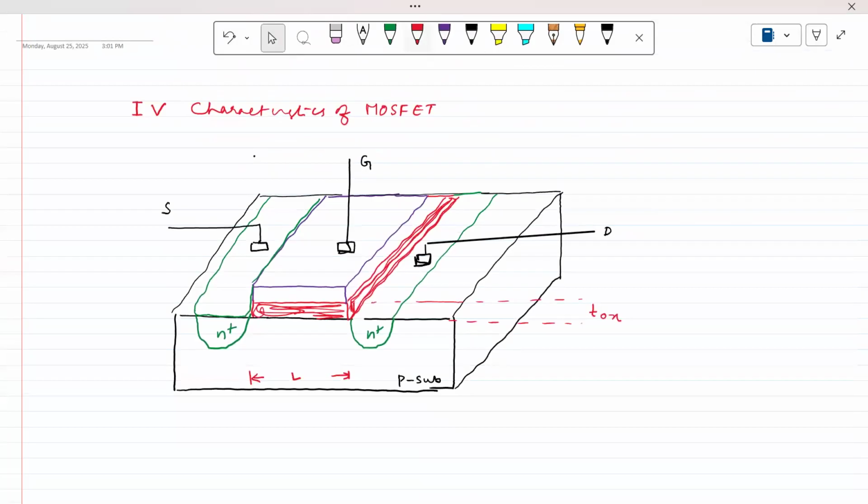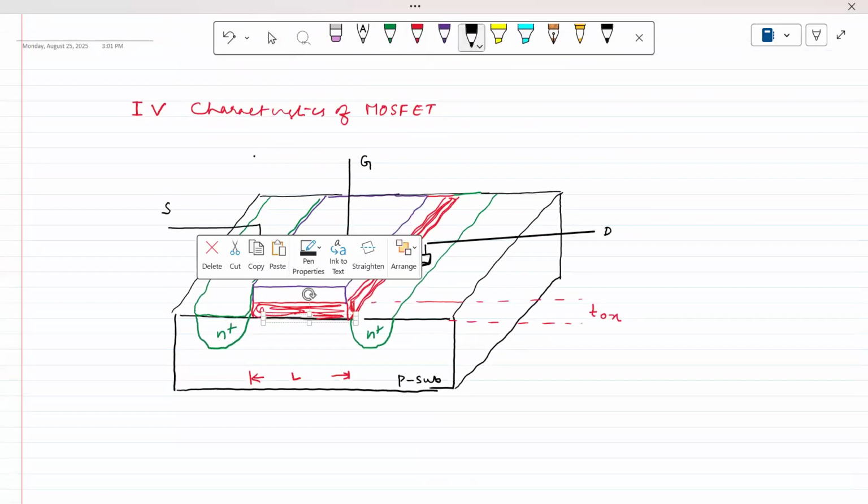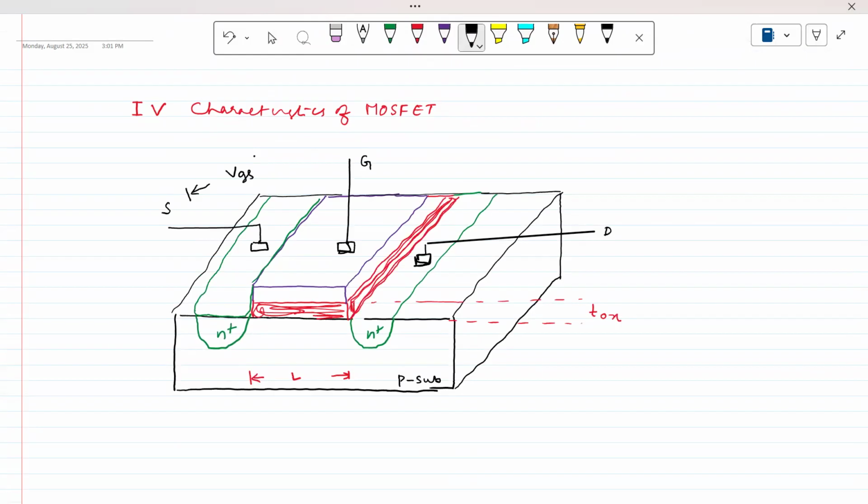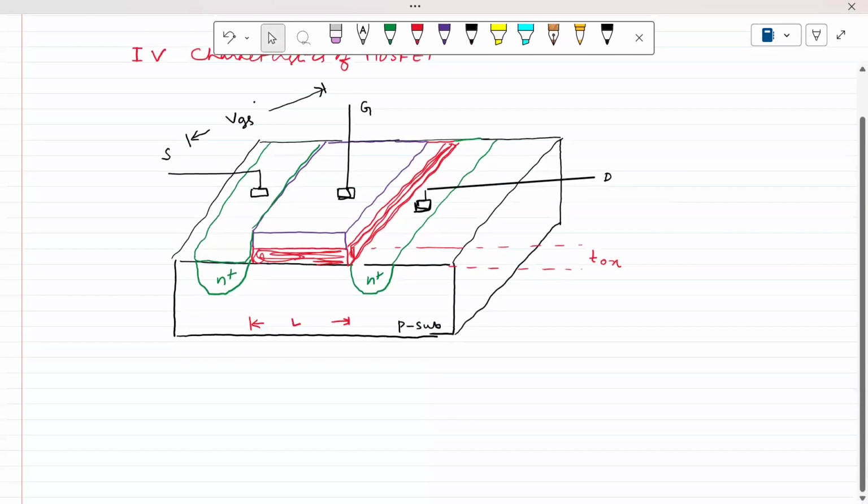What is another important parameter? Here we have to apply VGS, the gate to source voltage, in order to form the inversion channel. In order to send the carriers from one end to another, we have to form a channel, so we apply VGS.